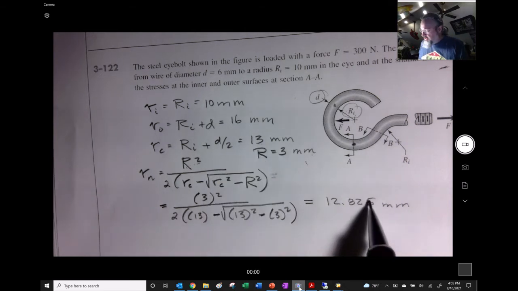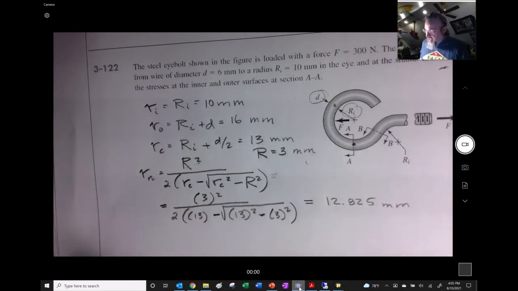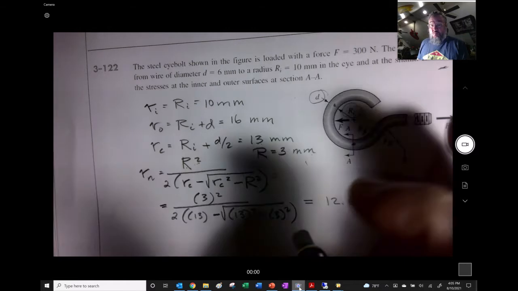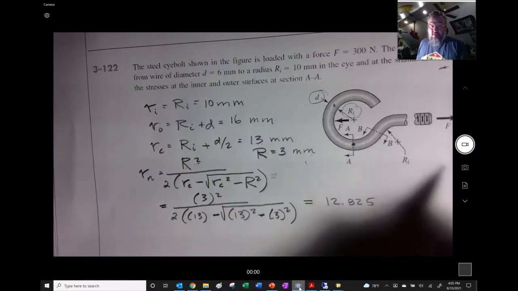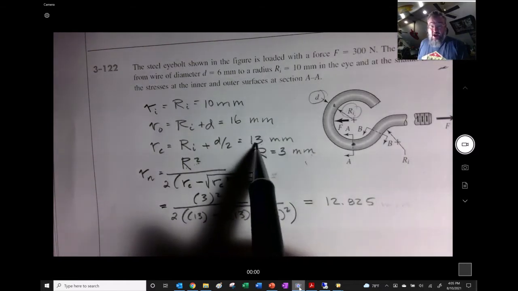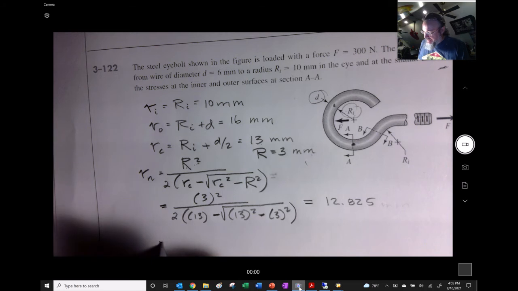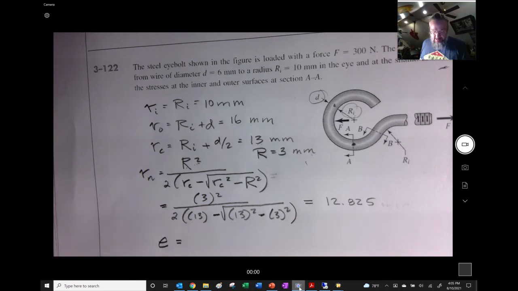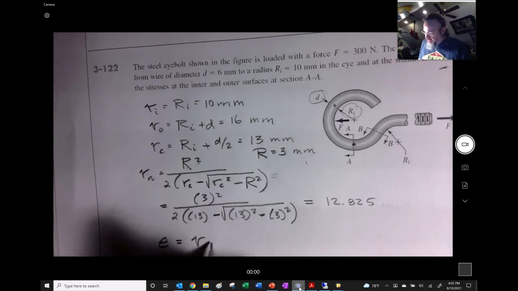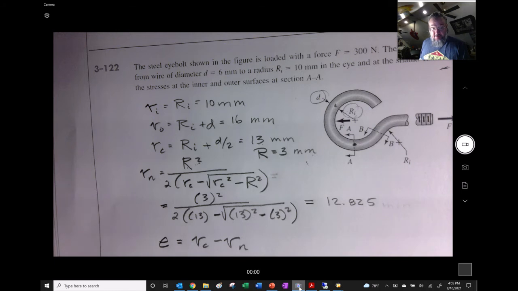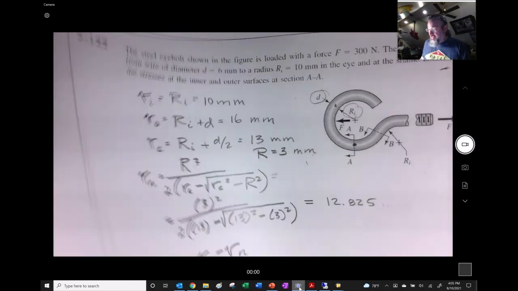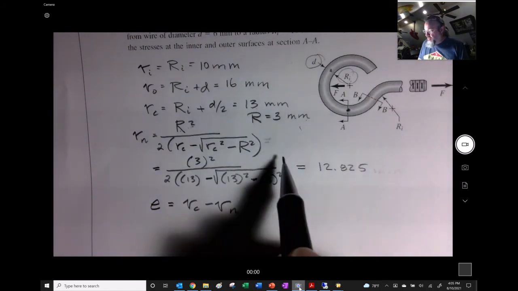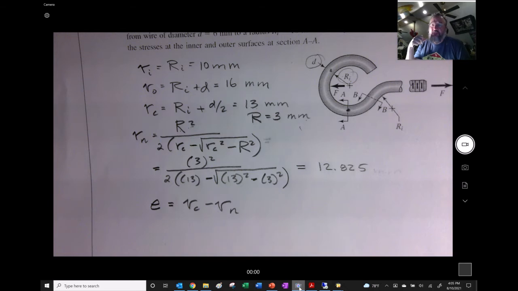So we've got to be really careful here. And actually, we might want to go more sig figs than this. Because notice, we're going to subtract one from another. And when we get to e, like e is equal to RC minus RN, we don't want to get them too close to each other, so that when we subtract out, we only have a couple sig figs left. We want, if we can, to maintain 4 sig figs with everything that we do.